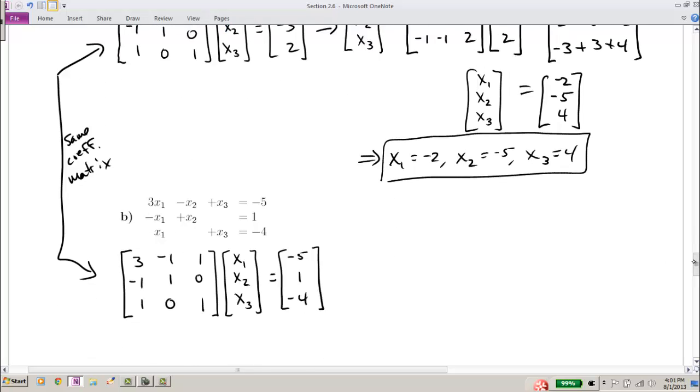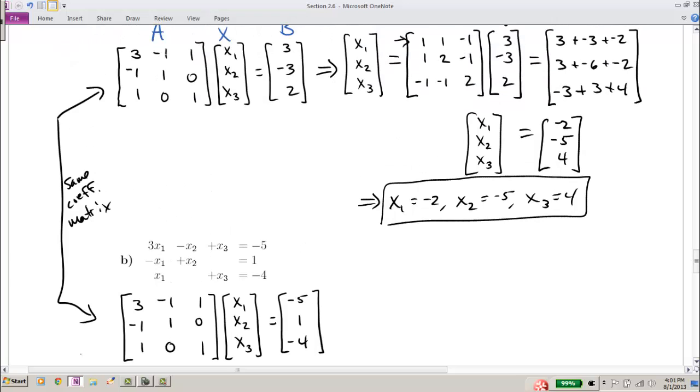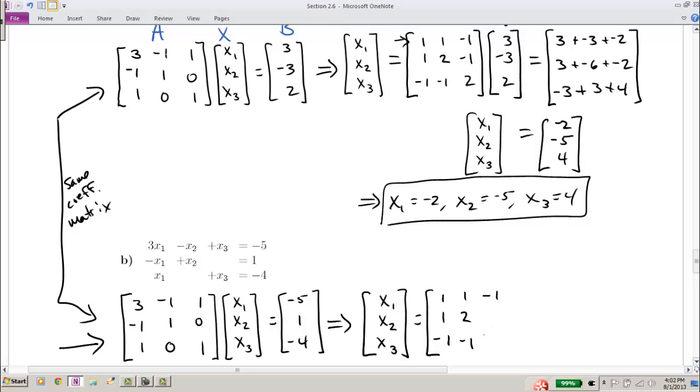In part B, we're going to go about this the same way. We're starting here with our matrix equation. We know that we'll get the solution by right multiplying each side by the inverse of that coefficient matrix. And that will give us the following. So I've got my A inverse matrix here, multiplied by our constant column matrix.